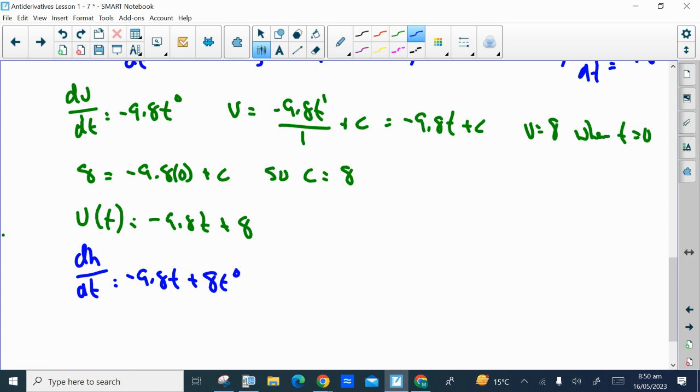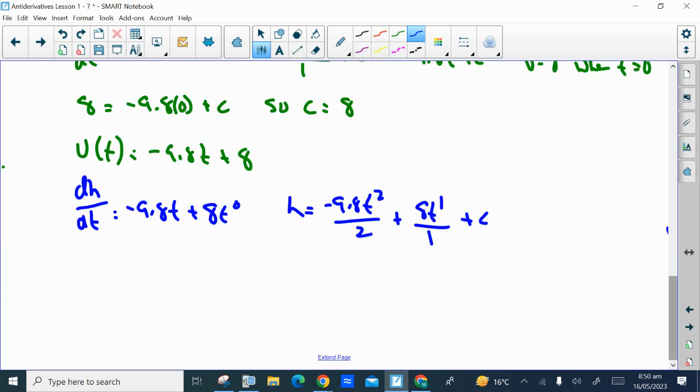It'll be times t to the power 0, because now we want to get our height function by taking the antiderivative of this. So it'll be negative 9.8 t squared over 2 plus 8t to the power 1 over 1 plus c. Or h equals negative 4.9 t squared plus 8t plus c.